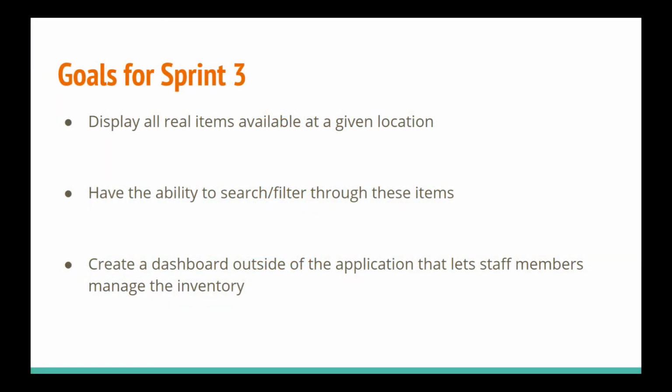Here are goals for Sprint 3. We want to be able to display all the real items at a given location with the actual Clemmis Kitchen database, have the ability to search and filter through those items, and create a dashboard outside of the application that lets staff members manage the inventory.